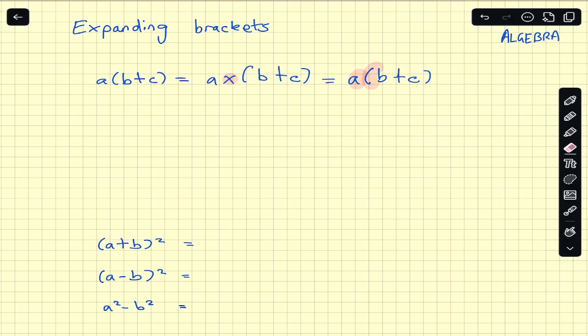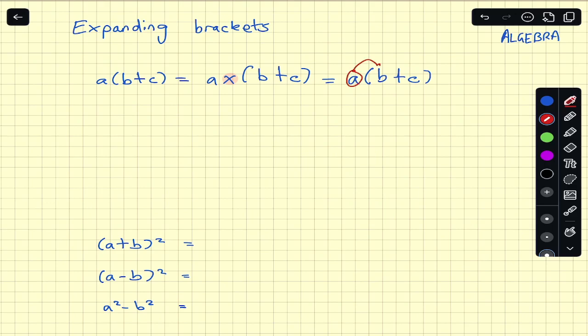To expand this now, what we do is we times our term by each term inside the bracket. So what that means is A times B is equal to AB. Next, notice we've got a plus symbol here in the middle, so I'm going to write that plus. Next, I'm going to do the next one, A times C equals AC. That's the general idea of expanding brackets.